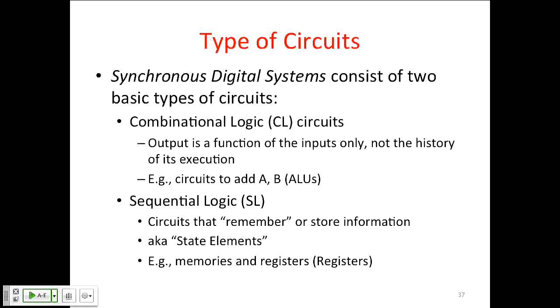In addition to that combinational circuitry, to build a computer, we also need what we call sequential logic, which is stuff that remembers state. Examples of that are memories and registers. They remember a value and hold on to it for a while, and we can update that state. The combination of combinational logic plus sequential elements is how we build big computers.